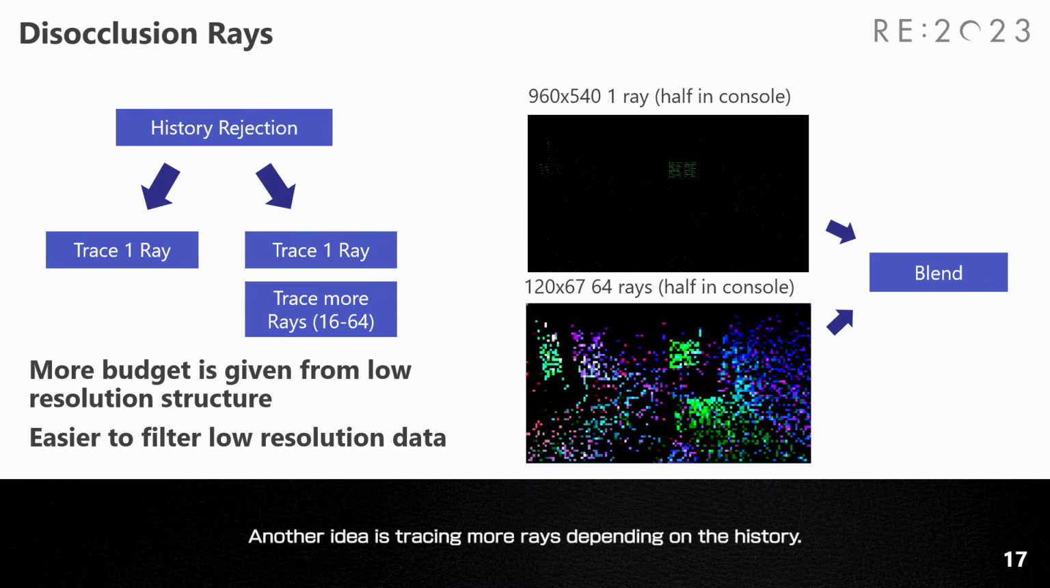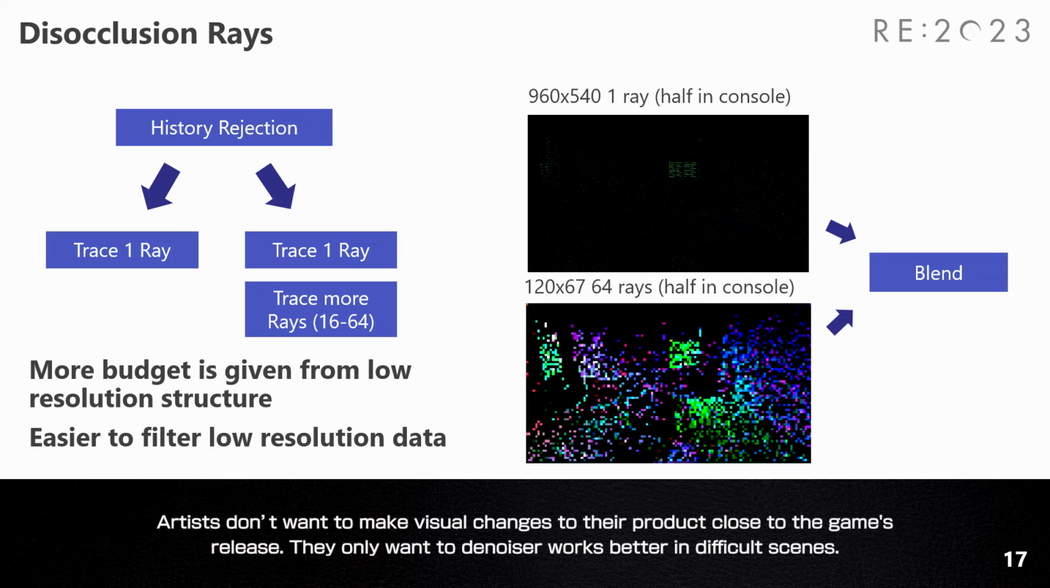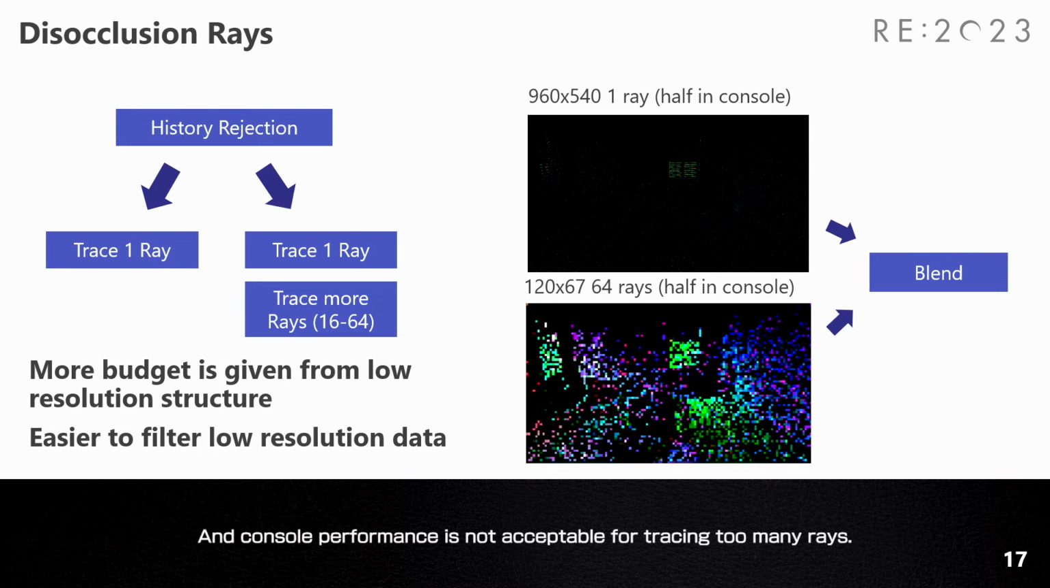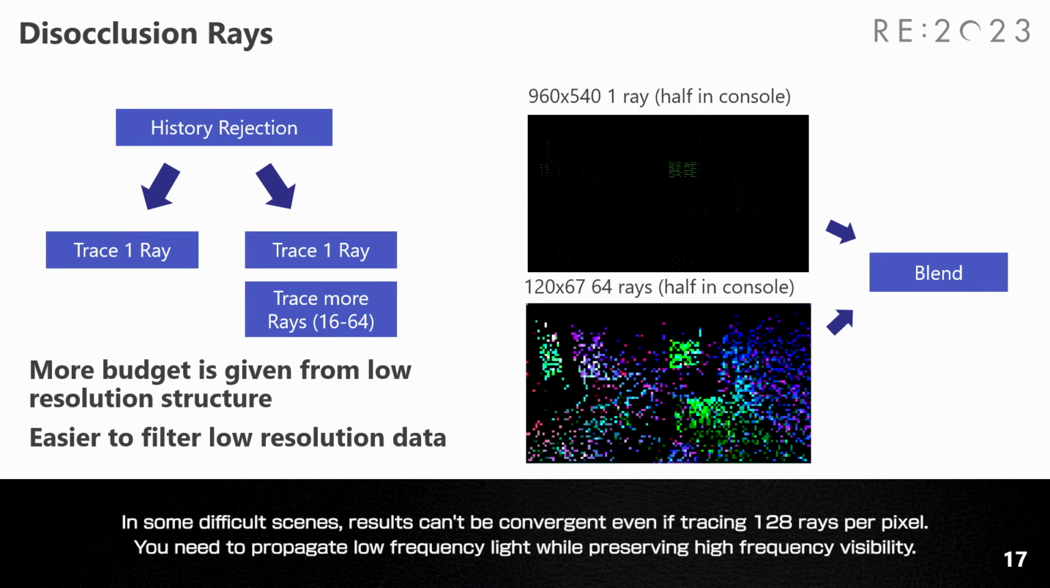Another idea is tracing more rays, depending on the history. Artists don't want to make visual changes to their product close to the game's release. They only want the denoiser to work better in difficult scenes. And the console performance is not acceptable for tracing too many rays. In some difficult scenes, results cannot converge even if tracing 128 rays per pixel.